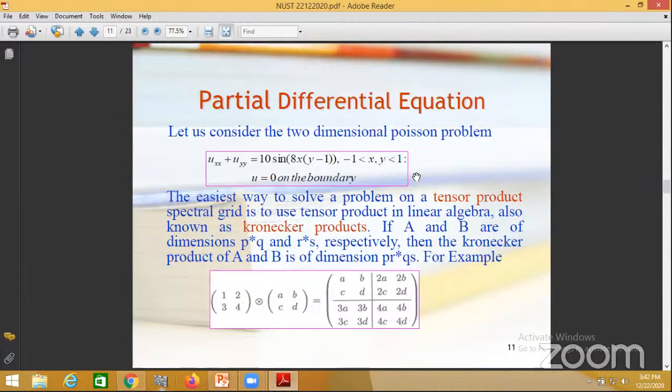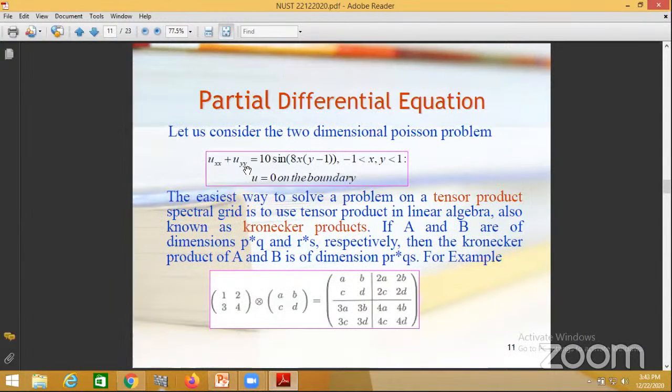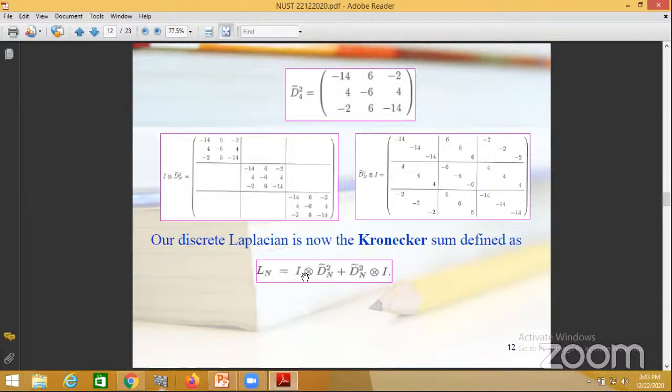Now the question is how one can move to the partial differential equation. Here we use the canonical product, like for 2 by 2 matrices. For this purpose, since we have the equation uxx plus uyy is equal to a Poisson equation, some function, and u is equal to 0 on the boundary, to represent uxx and uyy, we convert this operator like the canonical product of the identity and Dn squared, Dn squared into I, which will be computed like this as shown in the picture.